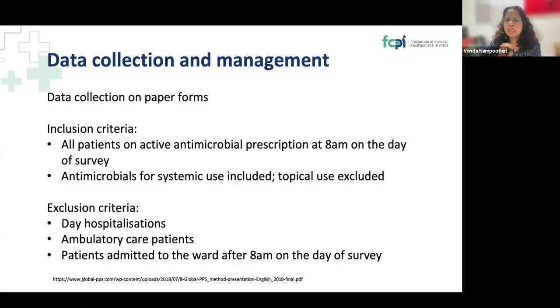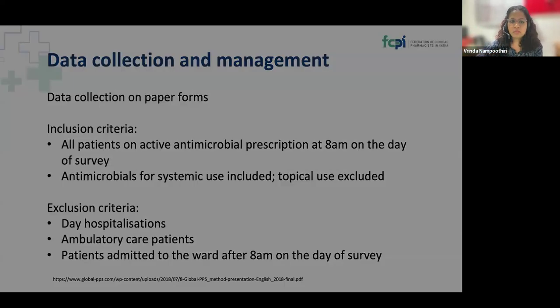In this, again, the inclusion exclusion criteria is quite similar to the WHO PPS. Here again, you include all patients on active antimicrobial prescription at 8 a.m. on the day of the survey. And antimicrobials for systemic use are only included, topical use is excluded. Other exclusions include day hospitalization, ambulatory care patients, and patients admitted to the ward after 8 a.m. on the day of the survey. So it is pretty similar to what we have already discussed.